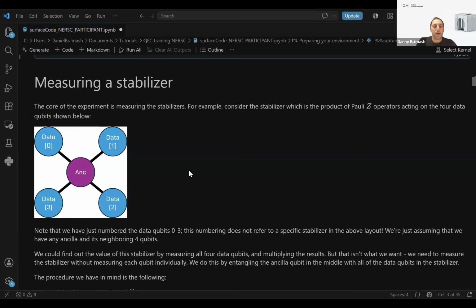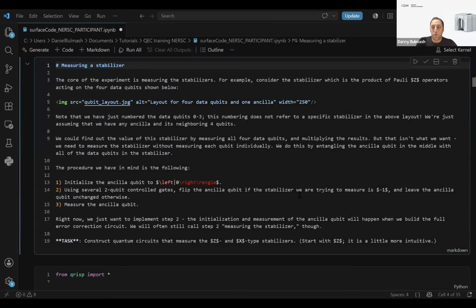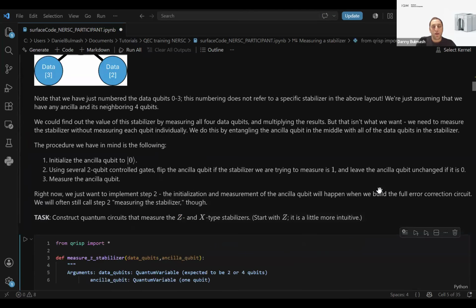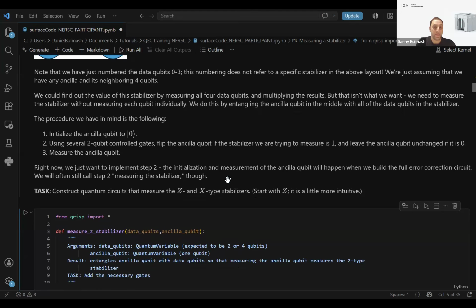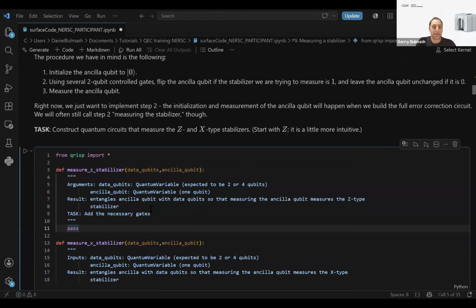Okay, so the first thing we want to do is to measure a stabilizer. The idea is that we want to initialize the ancilla qubit to 0, and then we want to flip the ancilla qubit if the stabilizer we're measuring is 1, and leave the ancilla unchanged if it's 0, and then measure the ancilla qubit. We're not going to worry about the initialization and the measurement quite yet, because that happens when we actually build the full circuit. But our aim here is going to be to construct quantum circuits that measure the Z and X type stabilizers.